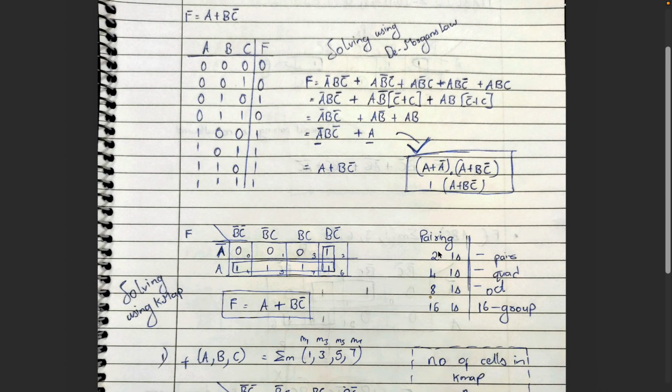Now for pairing we have 4 types: a pair, a quad, an oct, and a 16th group. As of now, just because we are dealing with 3-bit data, let us not worry about 16. We'll discuss it later. Now we have 2, 4, and 8. So now we can observe that the biggest group is a quad. So I have blocked the quad. Now I have the biggest group to be a pair.